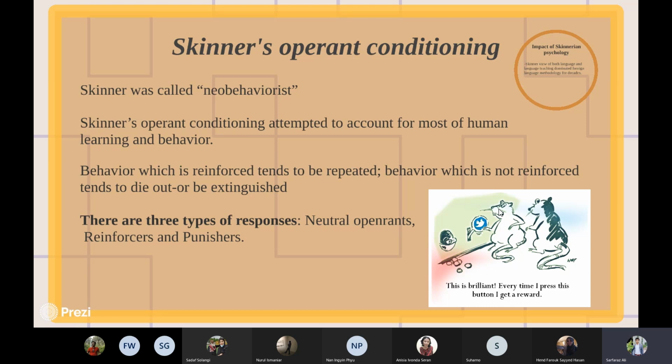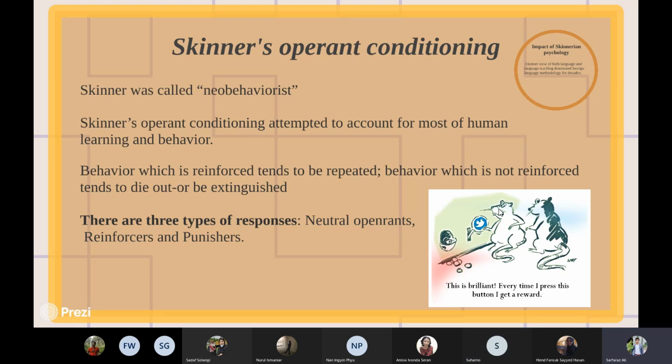With this contribution, a number of other psychologists called him the neo-behaviorist, because he presented some different dimensions in the field of behaviorist psychology. And Skinner's operant conditioning attempted to account for most human learning behavior.